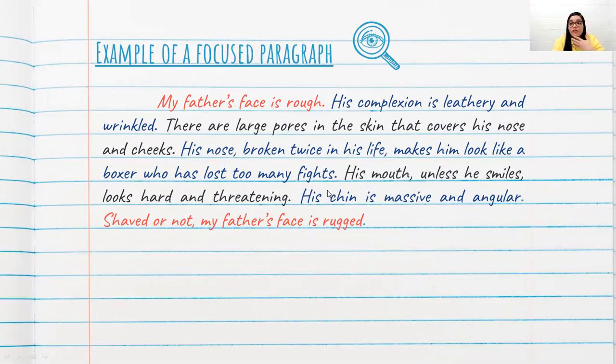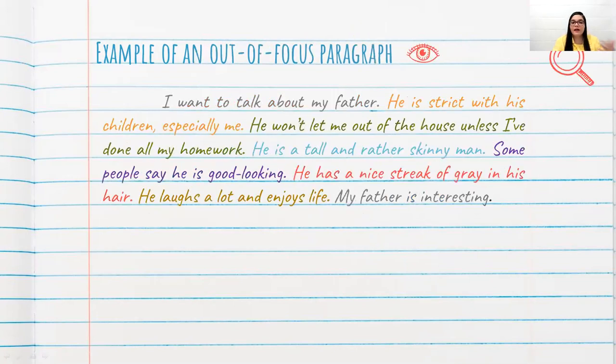He is using an order that is logical. He wouldn't go first to the chin and then the eyes and then the forehead and then the hair. Instead, he's following a logical sequence. And as you see, he's talking about his father's face in both the topic sentence and in the concluding sentence. Now, an example of an out of focus paragraph.